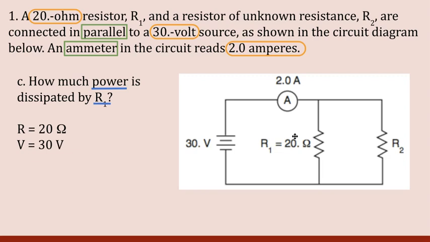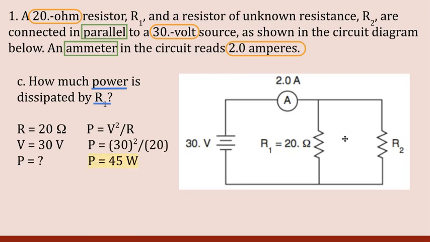I also am allowed to use V equals 30 volts because in a parallel circuit, the volts are the same for every circuit element. So yes, this is 30 volts for the battery, but it's also going to be 30 volts for R1 because it's a parallel circuit. I'm looking for power, so I can use the formula P equals V squared over R. When I plug in my numbers, I get 45 watts.